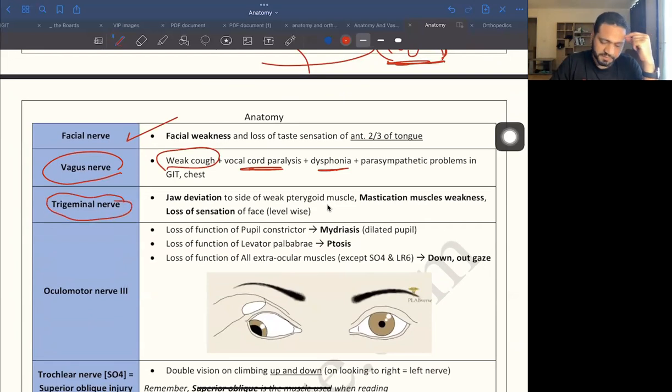Your trigeminal nerve, you remember the trigeminal nerve, which is your fifth nerve. There is a ganglion in this area that gives three branches. It's basically the ophthalmic division, and then the mandibular division, and then the maxillary division. So it will lead to loss of all these muscles.